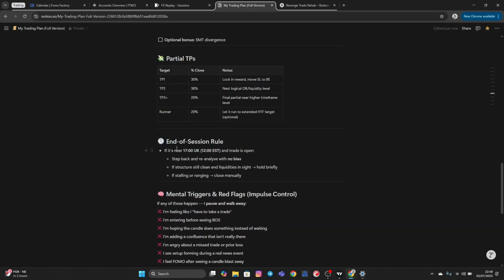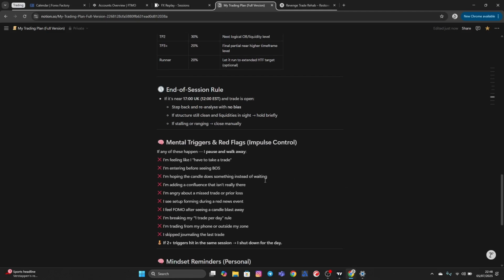End of session, if it's near 5 o'clock New York time or 12 US time, and the trade is open, I step back and reanalyze with no bias. If structure is clean and liquidity is in sight, I'll hold. But if it's stalling or ranging, I'll close manually, call it a day, and take my profits or my break even.